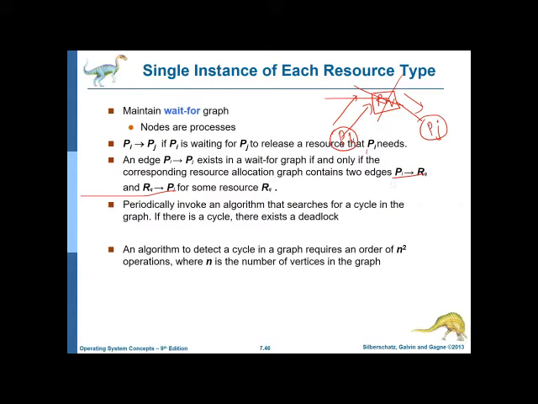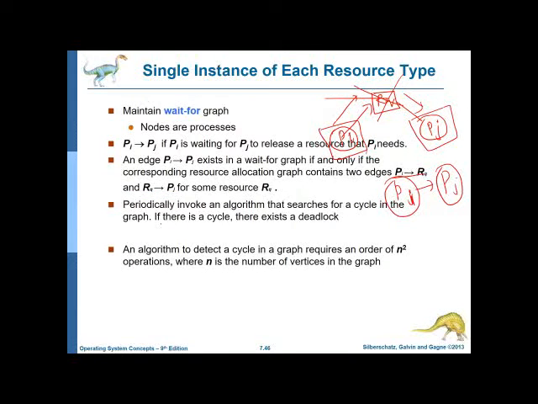In a wait-for graph, what will be left behind is only the process Pi and the process Pj. So we can directly draw it as Pi arrow Pj. Now, what does that indicate? It indicates that Pi is waiting for Pj to release some resource so that Pi can acquire it. So that is the basic idea behind this entire thing.